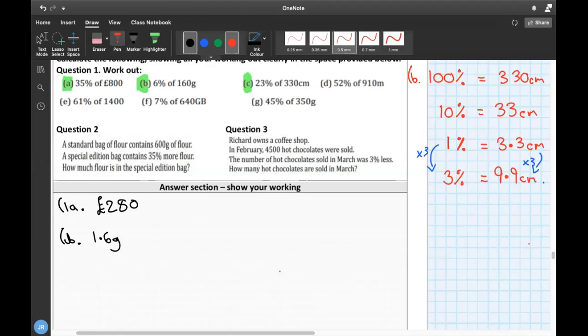I now need to find what 20% was. And I can use my value for 10% to help me there. How do I get from 10% to 20%? I just multiplied by 2. Okay, so I need to do the same with my amount there. 33 multiplied by 2 gives me 66. Okay, what I need to do now is add my 20% with my 3% to get the 23% that I need.